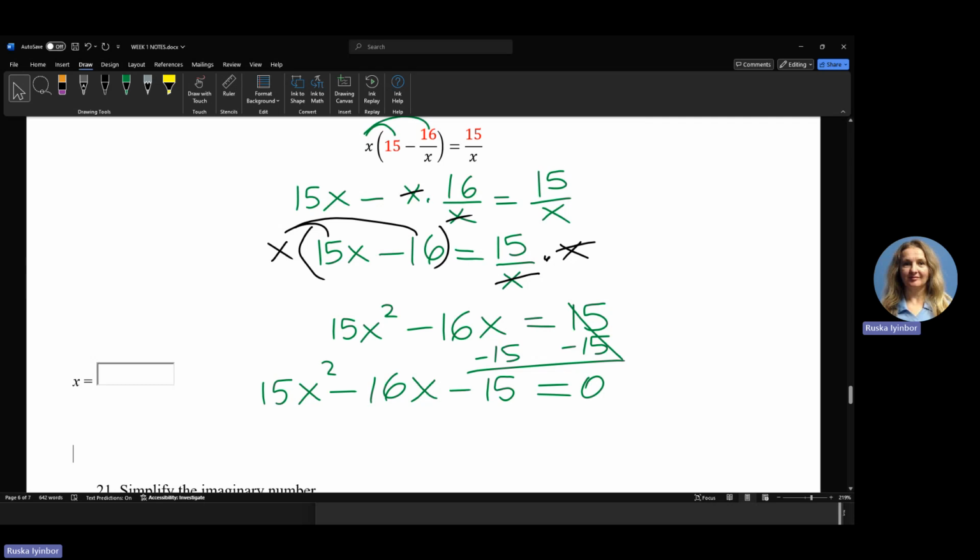Just turning it into a quadratic. Yes, it becomes quadratic. Yes, and then you plug it in. a is 15, b is negative 16, and c is negative 15. And tell me what you get. Negative... I'm sorry, negative what? 3 over 5, comma, 5 over 3. Thank you. So these are the answers. And again, make sure you put the comma between the two fractions.